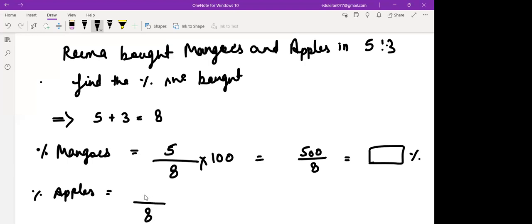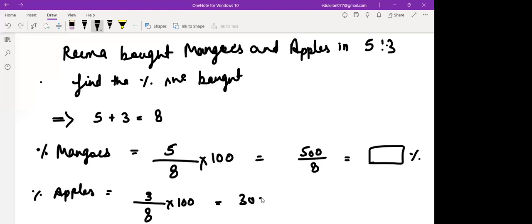Tell me. Yes, ma'am. Out of this, how much are apple? Like, what should I write here? 500. No. Here. Can you see my screen? Oh, okay. Apple, 300 divided by 8. Yes. Into 100, right?